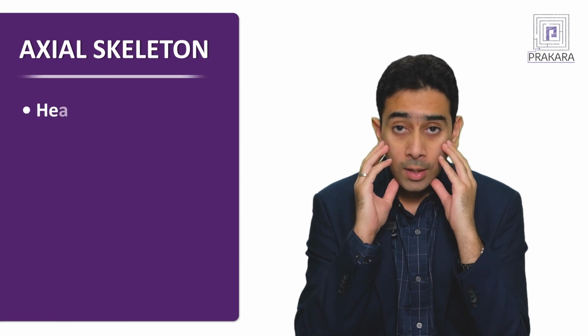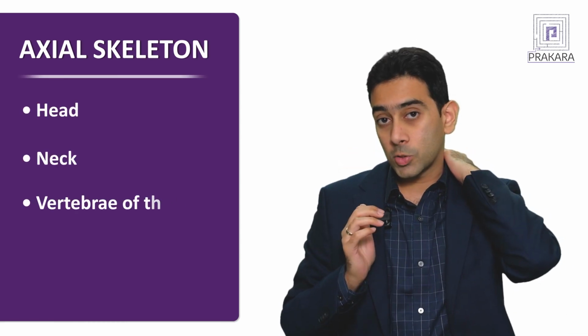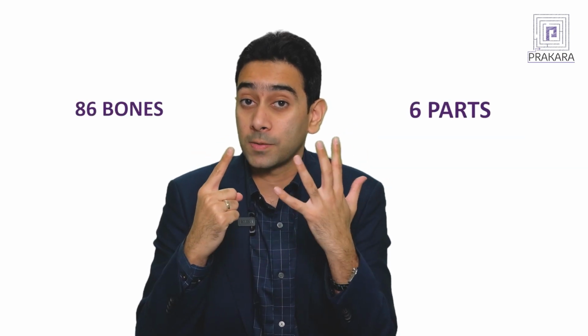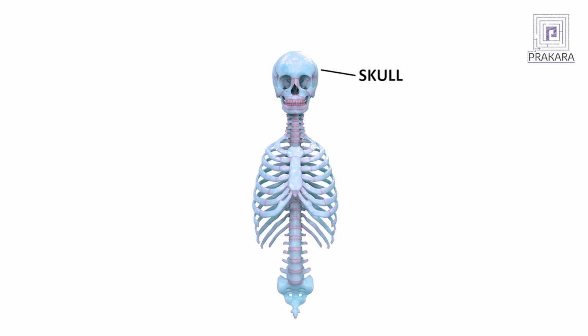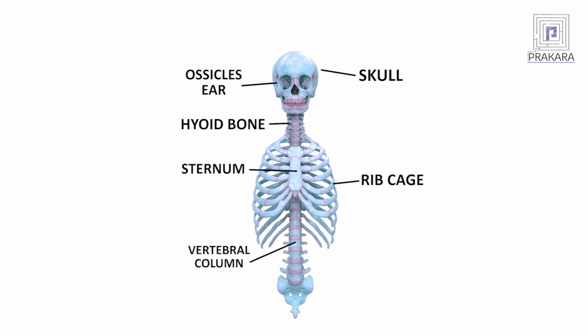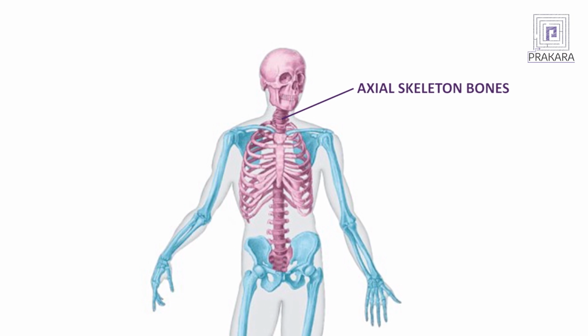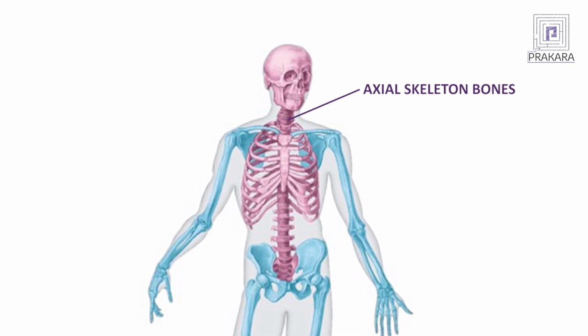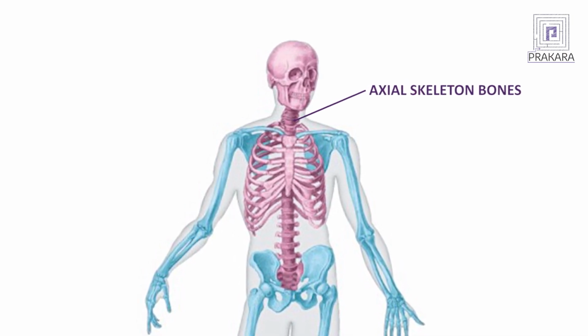The appendages are basically the limbs which are attached to the axial skeleton. The axial skeleton is that part of the skeleton which consists of the head, the neck, the vertebrae of the spine, and the bones of the trunk. The axial skeleton is made up of 86 bones and consists of 6 parts. These parts are the skull, the ossicles of the middle ear, the rib cage, the hyoid bone, the sternum, and the vertebral column. Basically, axial means the center of the body. All these axial skeleton bones comprise the central part of the skeleton.